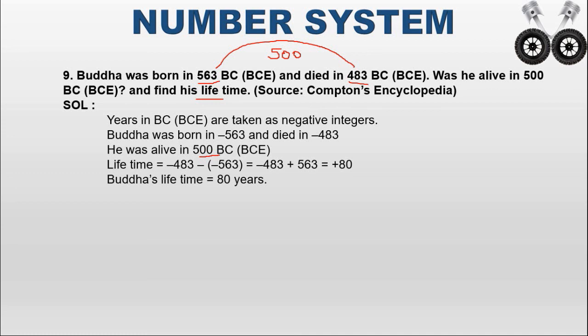So that means you have to subtract the year of death minus when he was born. So minus 483 minus of minus 563. Minus into minus becomes positive. Here the two integers have different signs, that means you have to subtract. So you will get the answer as 80. The biggest number is 563, and the sign is positive. So you will get the answer as 80. So how many years did the Buddha live? The Buddha lived 80 years.